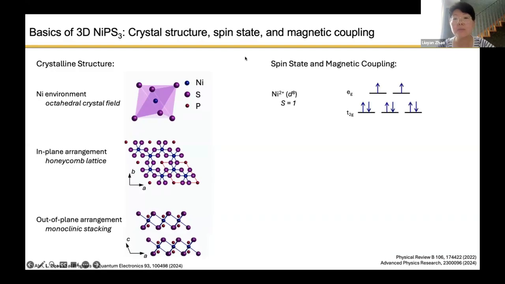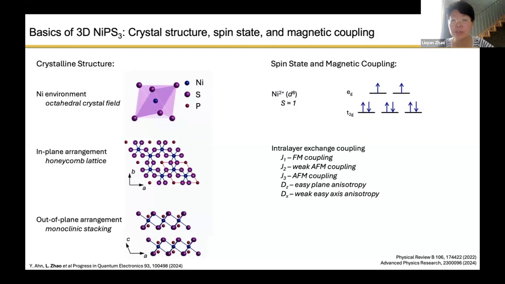Then we look at the spin state. The nickel is at the 2+ valence state. Due to the octahedral crystal environment, the d orbital of nickel is split into Eg and T2g. And the 8 electrons of the nickel ion are arranged in such a way as to end up in an S = 1 spin state. Okay.